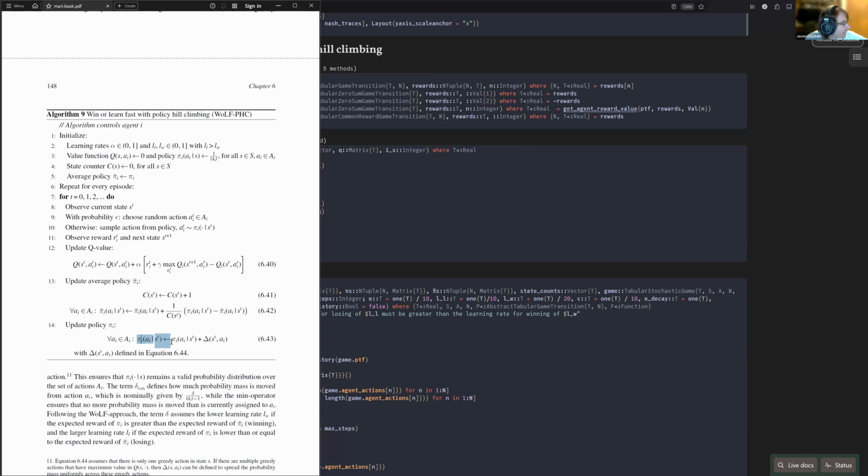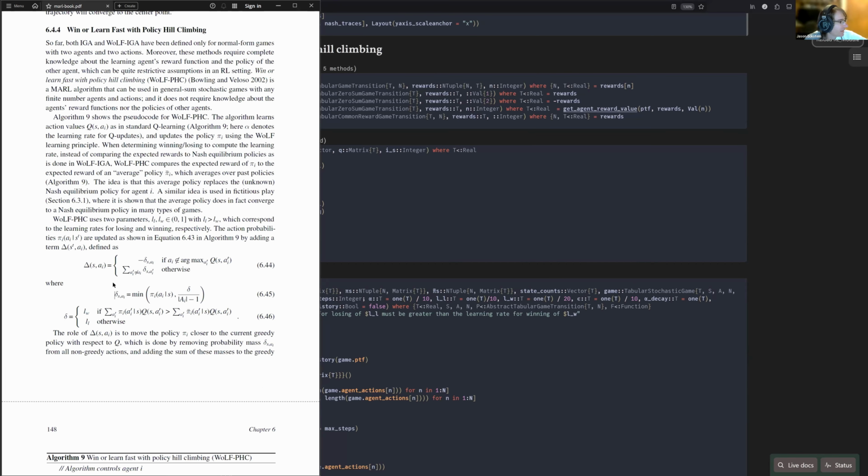And then this is the gradient policy update, which is using this equation. This triangle term is defined earlier in the book, but it's defined here. And we have two different values we're going to use, where we have one learning rate if we perceive that we're winning in the current state and the current policy values that we believe each agent is using. And then there's another learning rate for losing. But here again, we have to estimate whether we're winning or losing with this equation.